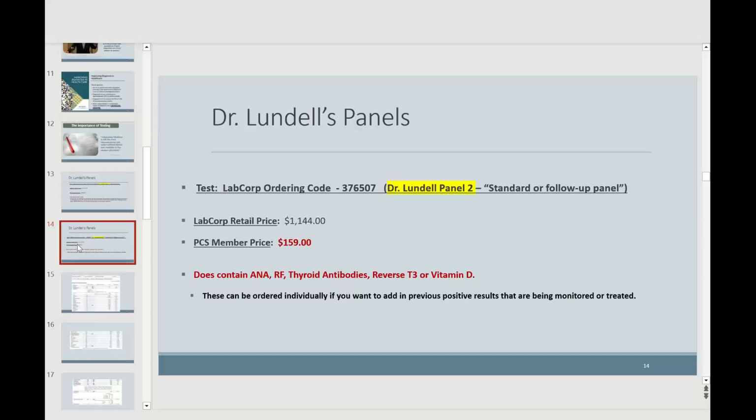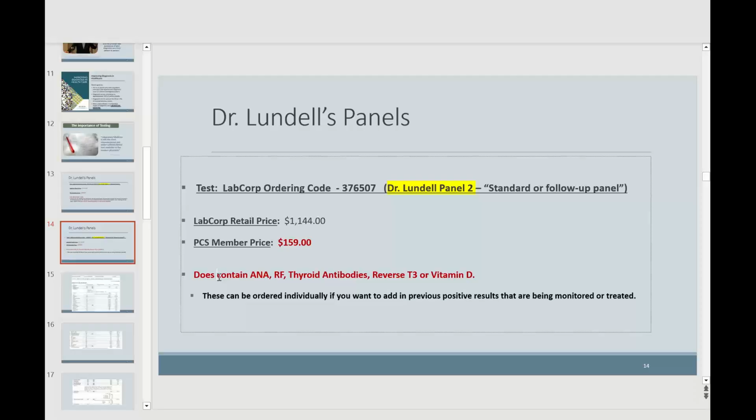Now, the Lundell panel 2 does not contain ANA, rheumatoid factor, thyroid antibodies, reverse T3, or vitamin D, because those aren't always something you want to follow up on. So this is more of a follow-up panel. Unless it's positive, you don't need to run the follow-up panel as the deluxe panel.